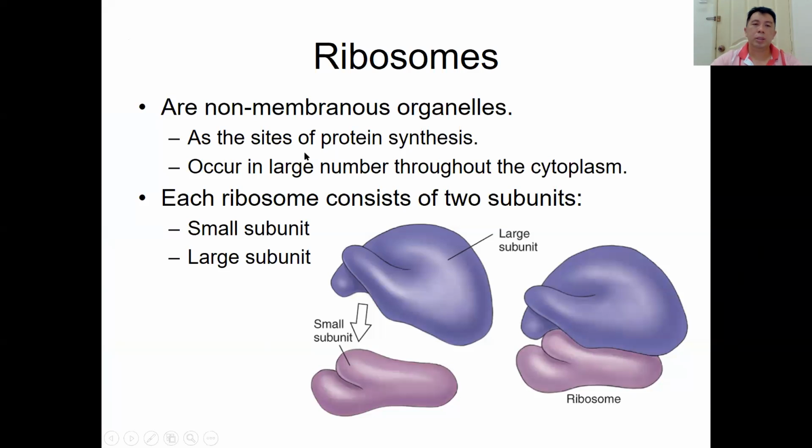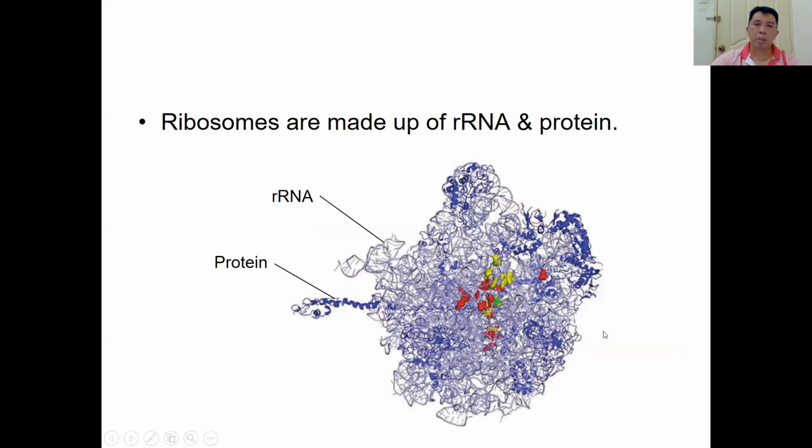They occur in large numbers throughout the cytoplasm. Each ribosome actually consists of two subunits. One is called the large subunit, and the other is the small subunit. When the large and the small ribosomal subunits assemble together, they form a functional ribosome. A ribosome is made up of rRNA, which we call ribosomal RNA, and proteins. So they form a ribosome.